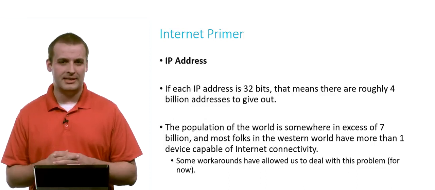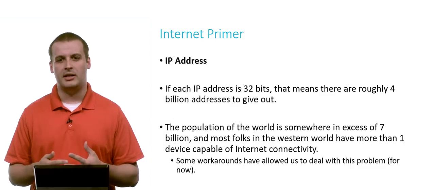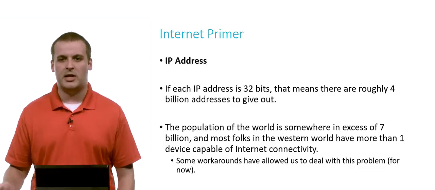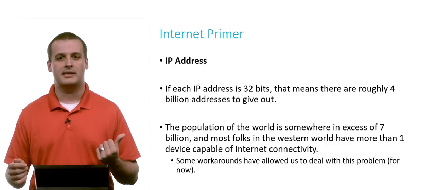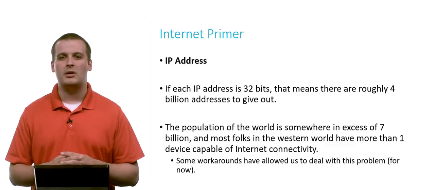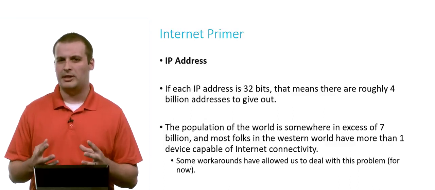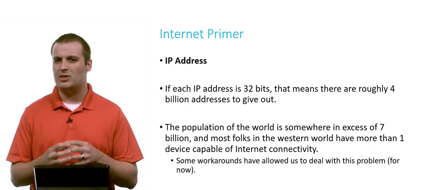And in the Western world, at least, most people have more than one device capable of internet connectivity. I have one right here, and I have another one in my pocket, and I have one back in my office. And so that's 3. And that doesn't even count the ones that I have at home, too. And so that's kind of a problem, right? We have at least 7 billion people and only 4 billion addresses, and every device is supposed to be uniquely identified.